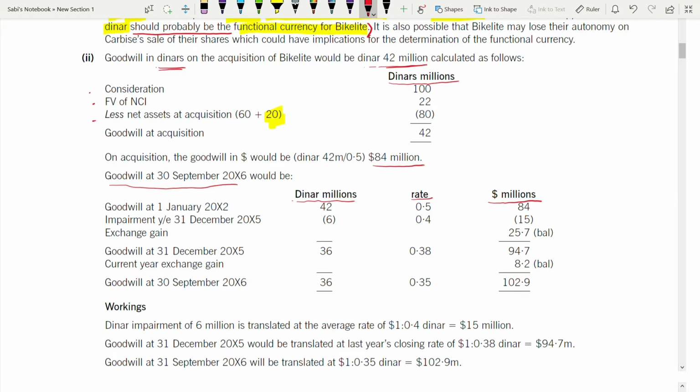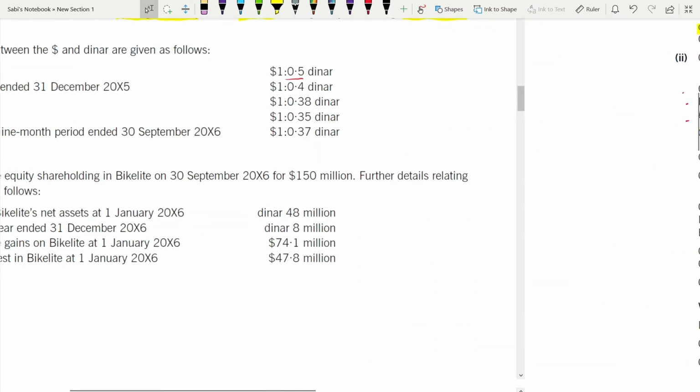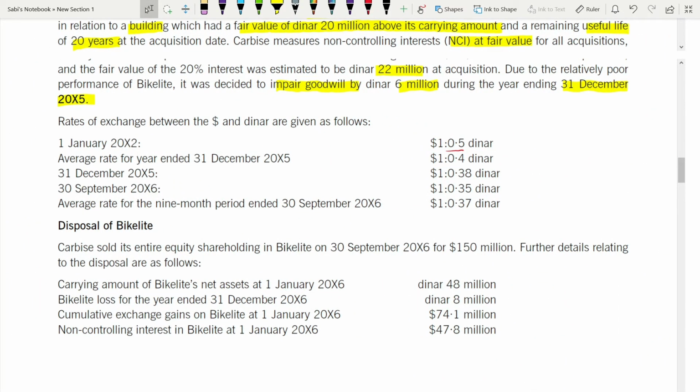Next, 42, and impairment was 6 on 31st December 2005. We have got 84 already. What is the rate for impairment? You have to take the average rate for impairment. Why is it the average rate, if you don't know the rule? Where does impairment of goodwill come? It comes as an expense in the income statement. And in the income statement, all income and expenses come at what rate? The average rate. That's why we have to use the average rate for impairment.